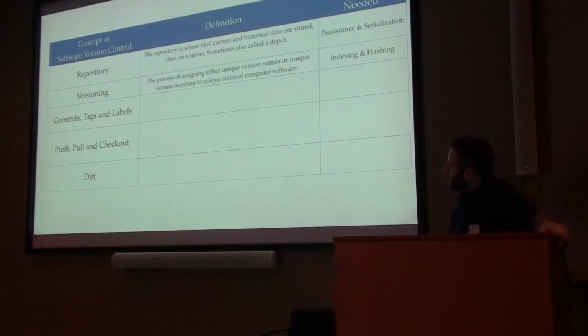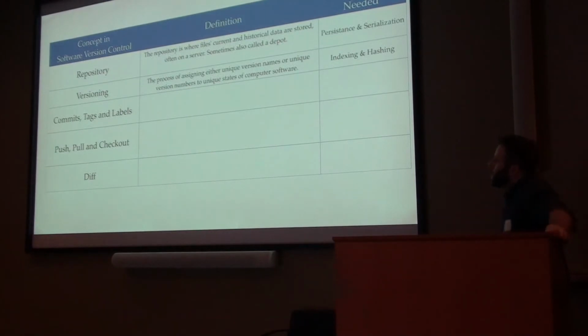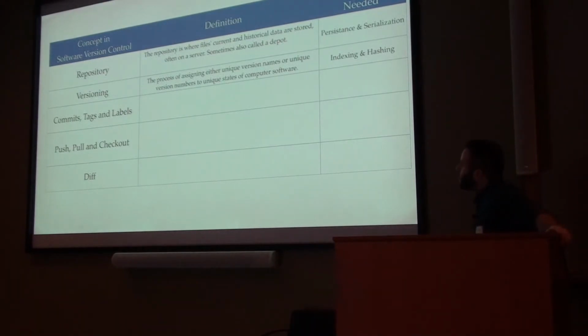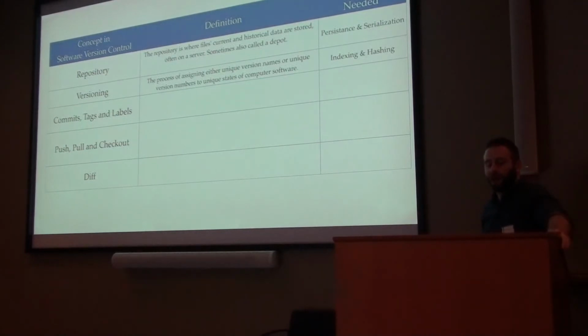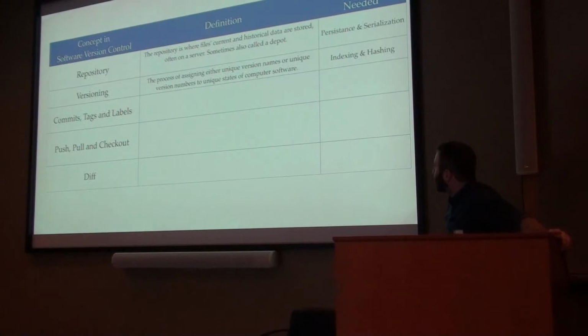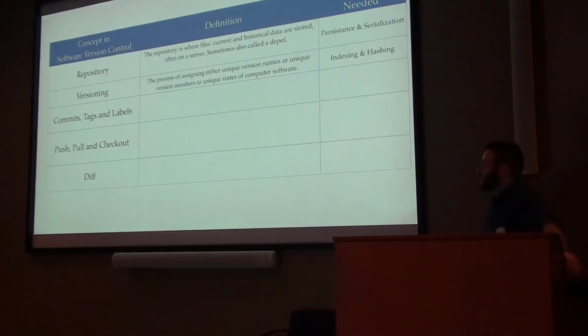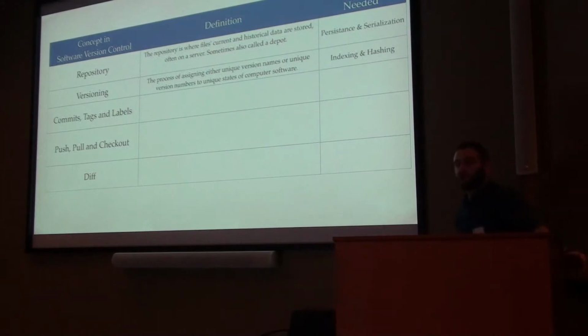Versioning, what is versioning? Versioning is when you assign either version names or unique version numbers to unique states. And I think if you look at both data and modeling, that can apply. In this case, I think what you need is indexing and hashing. So you need to be able to hash your models and figure out what the uniqueness is and index it so you can look them up later on.